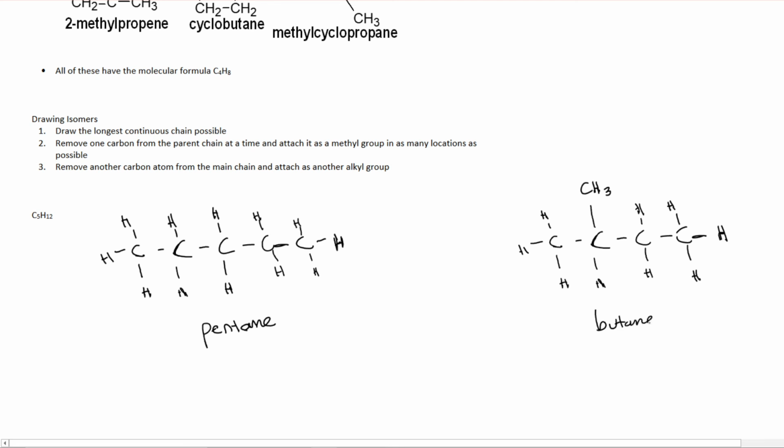And what we actually have as well is a 2-methyl butane. And that is how you draw structural isomers, as well as one example.